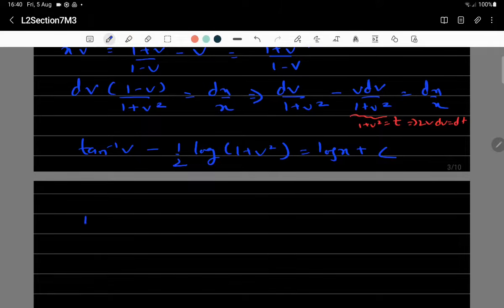And now substituting the required values, it becomes tan⁻¹(y/x) - 1/2 log(1 + y²/x²) = log x + c. This can be further simplified, but we are not going into that detail. The important observation is under what condition we can use the substitution y = vx. This is what we need to study.